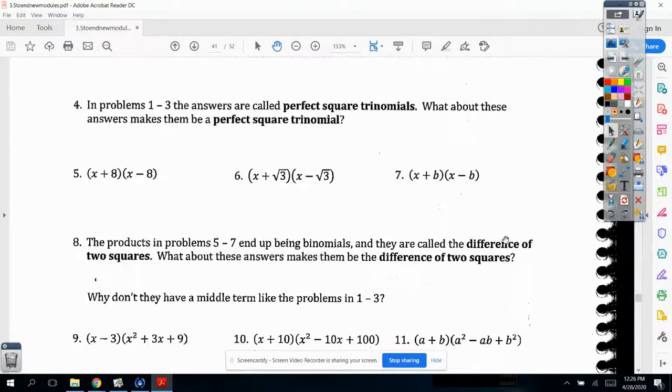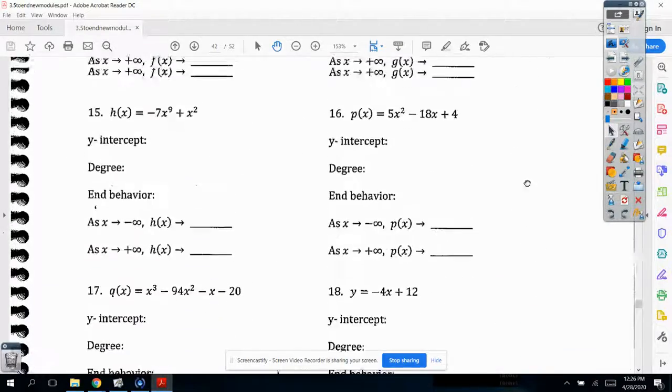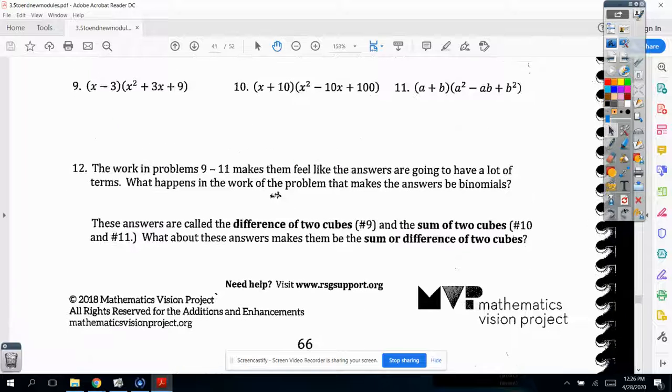The homework tomorrow is actually relatively easy. There's a lot of factoring, and that will be on your test as well. But the end behavior idea, I think, is the most important thing here.